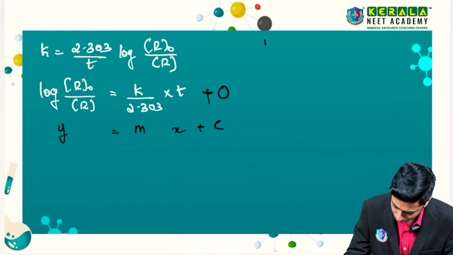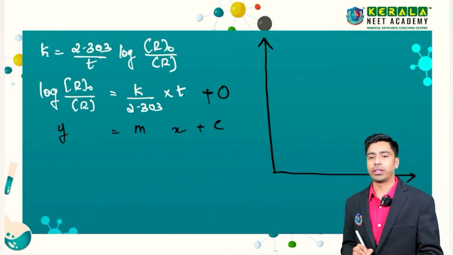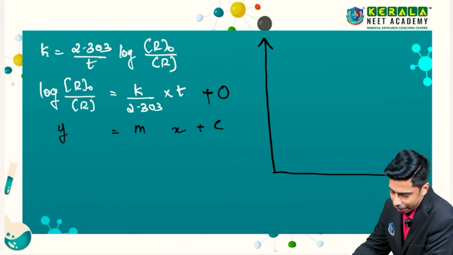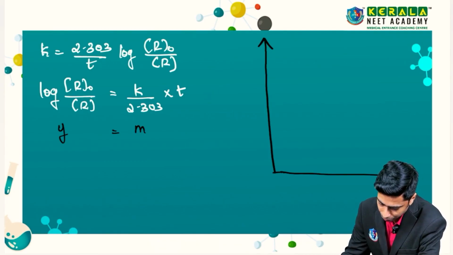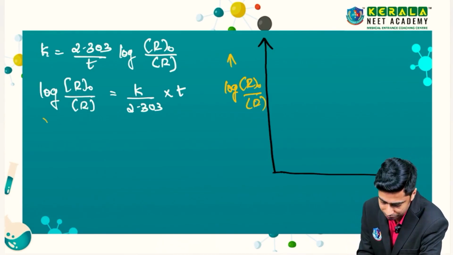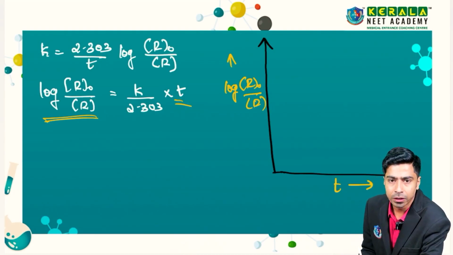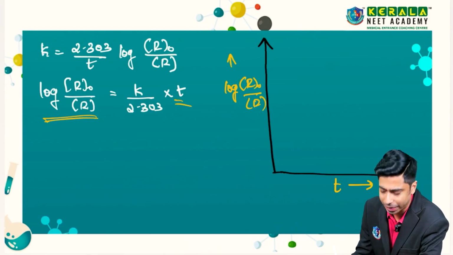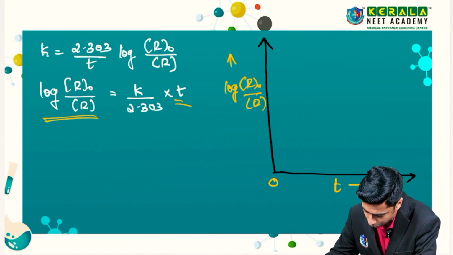Now if you try to plot the graph for this equation, listen here, on the y-axis you should have log R0 by R, and on the x-axis you should have time, t. So you'll get a straight line with y-intercept 0. Y-intercept 0 means the straight line should pass through the origin.